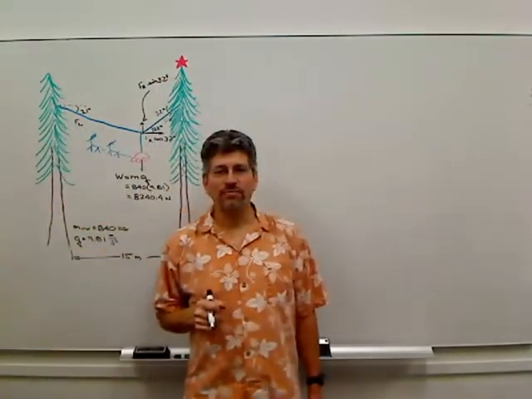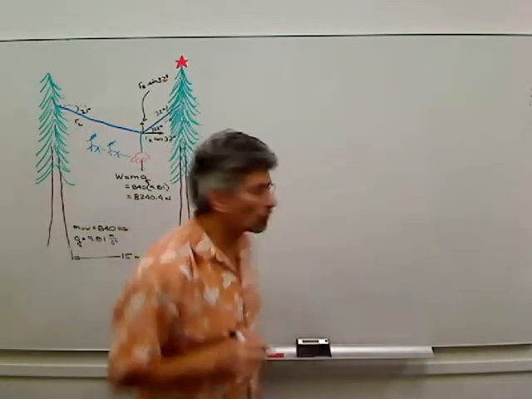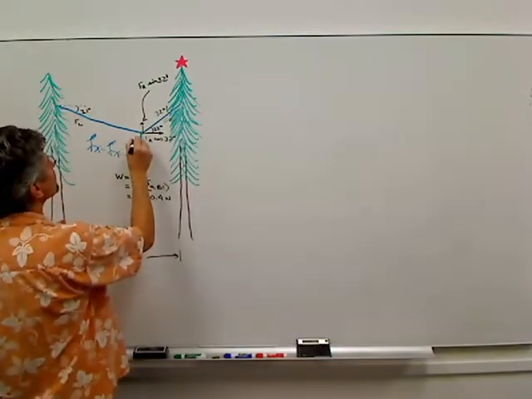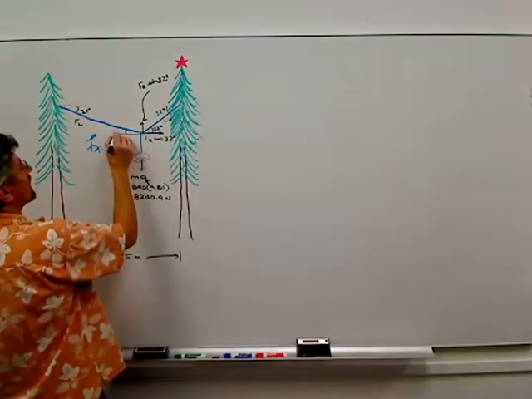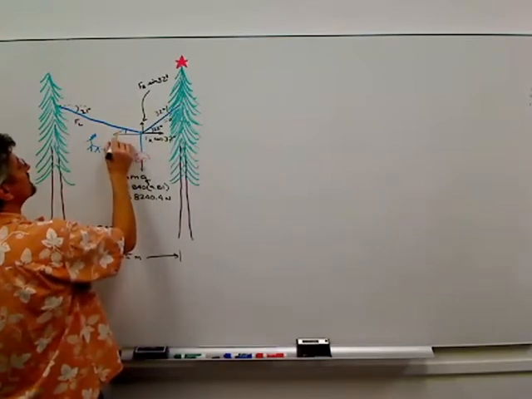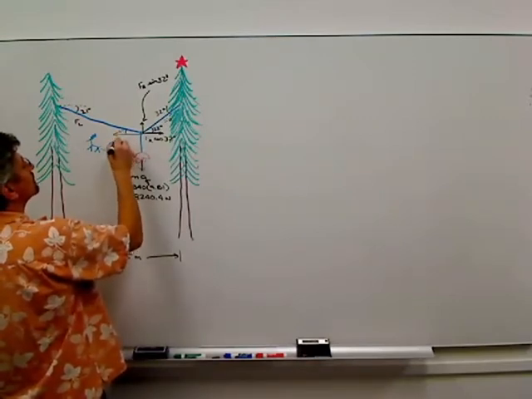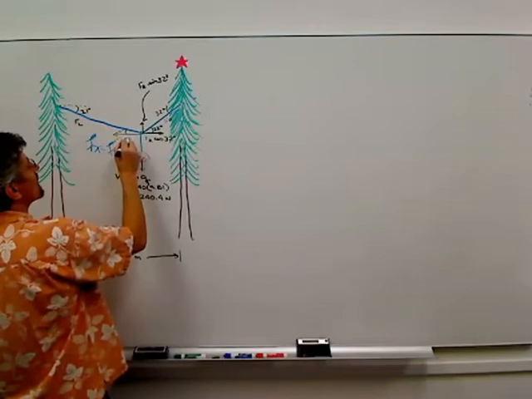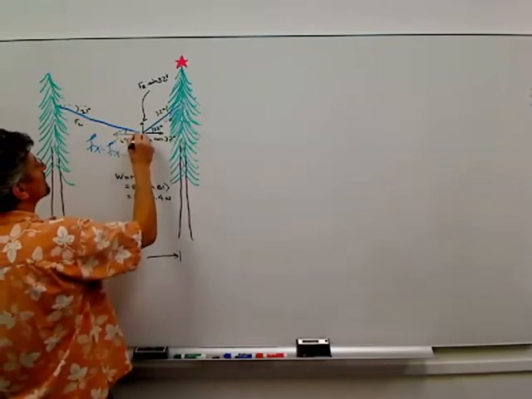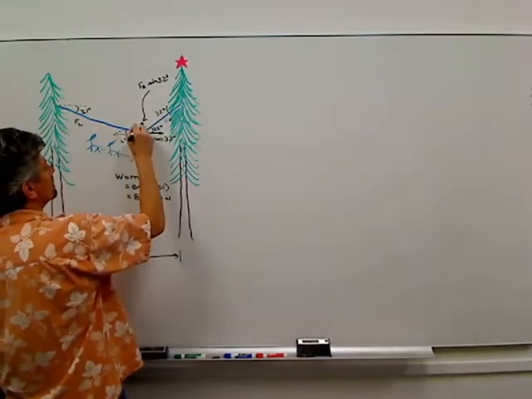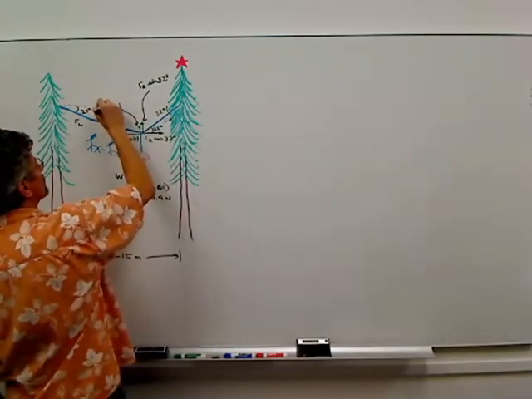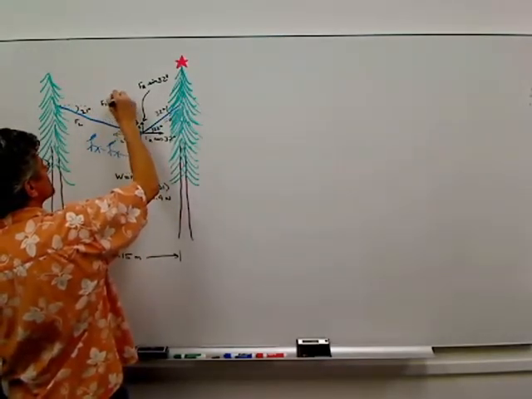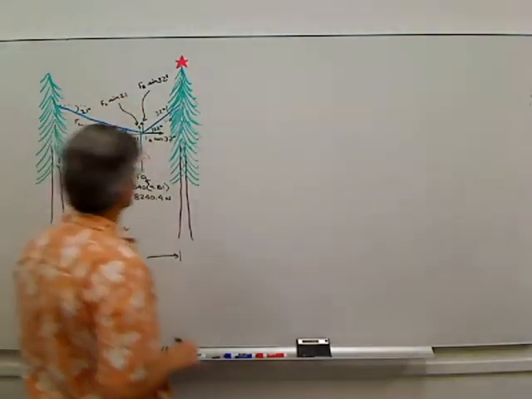We'll do the same thing with our leftward cable. Here's our 21-degree angle right there. This is F sub L cosine of 21 degrees. And then we have an upward component, which is F sub L sine of 21 degrees.